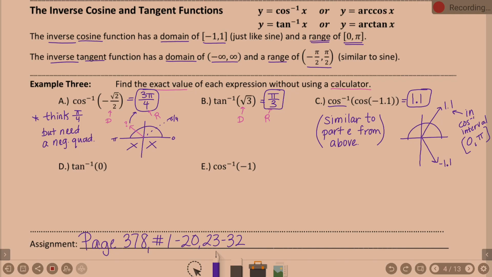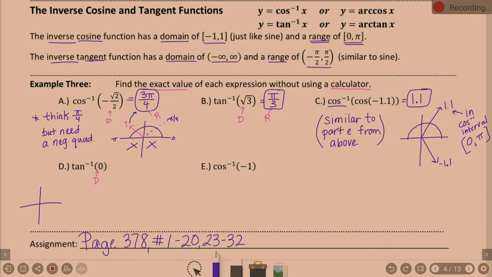Okay, D, tangent inverse of 0. First of all, is this a good domain value? Yeah. Inverse tangent has all real numbers pretty much for your domain, so that's good. Now, okay guys, here we go again. At what angle does tangent equal 0? Y over x is 0. Tangent equaling 0 isn't on my chart, is it? Zeros are your quadrantal angles, yes?